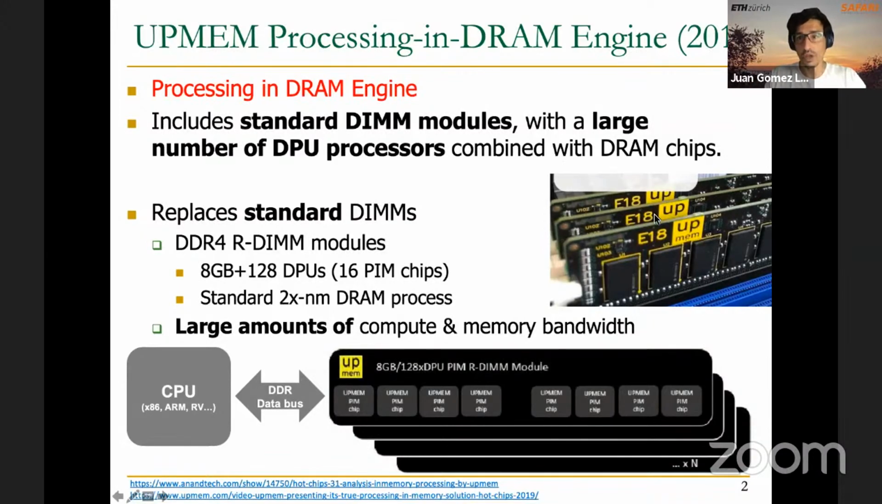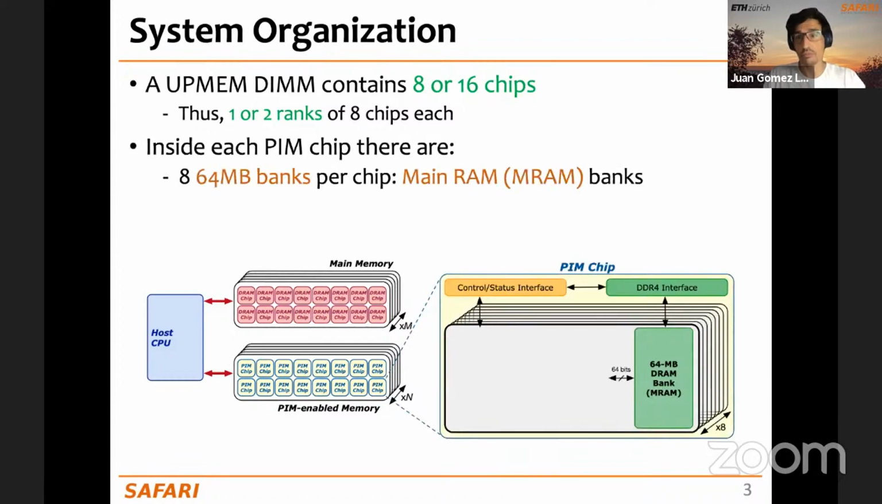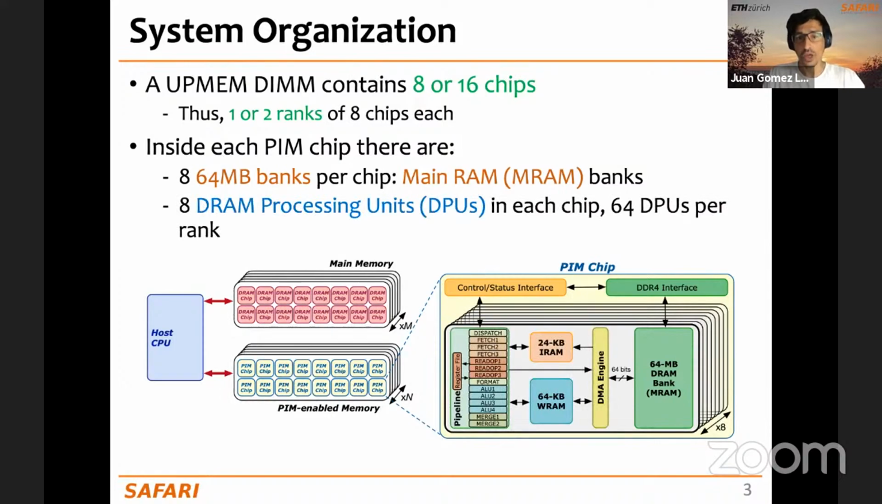Recall that the UPMEM processing in memory system consists of multiple DDR4-like DIMMs that contain a number of chips, typically 8 or 16, and inside each of these chips we have memory arrays, DRAM banks, and small processors called DRAM processing units or DPUs. The system organization, as I said: an UPMEM DIMM typically contains 8 or 16 chips, and inside each PIM chip we have an MRAM bank. Well, we have 8 MRAM banks. The size of each of these MRAM banks is 64 megabytes. These MRAM banks are the DRAM arrays. And then, coupled to them, we have 8 DRAM processing units or DPUs. So in total, in one rank of 8 chips, we have 64 DPUs per rank.